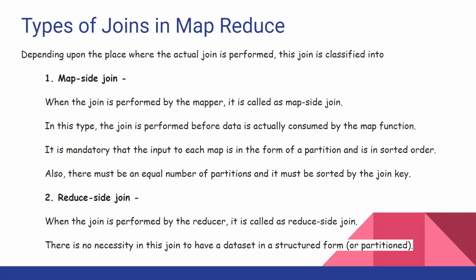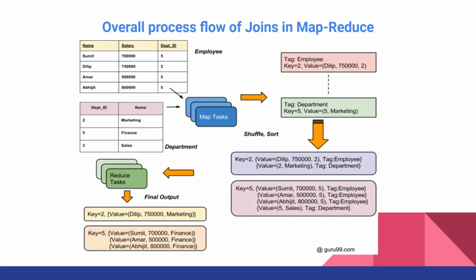There is no necessity in this join to have a data set in a structured or organized format. So it is also called a partitioned join, and the map side join is called a repartition join. Can we move to the next slide, please? Yeah. So this one is an overall process flow of joins in MapReduce.